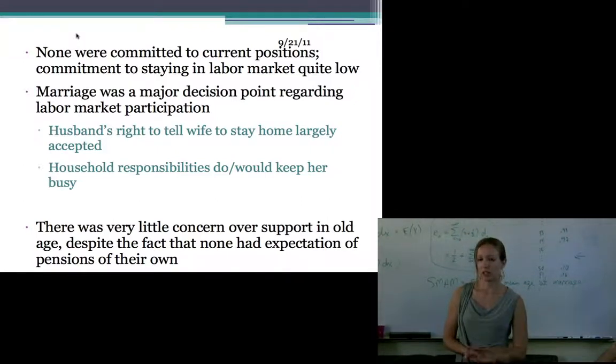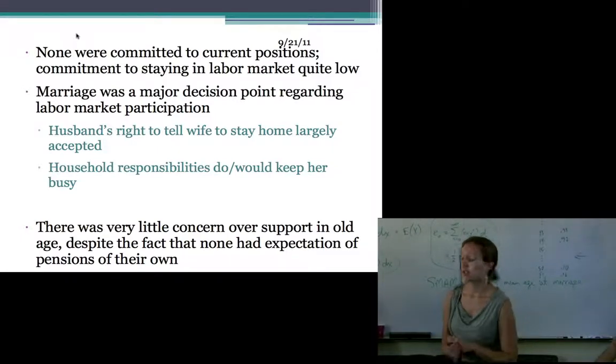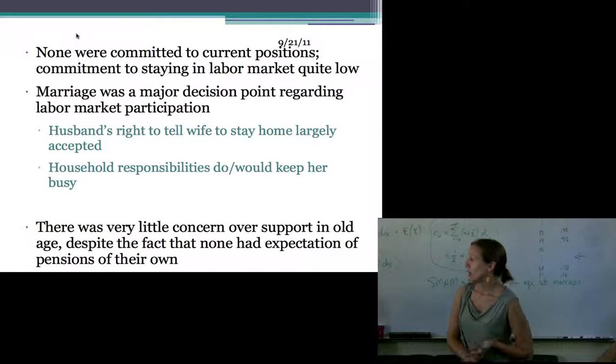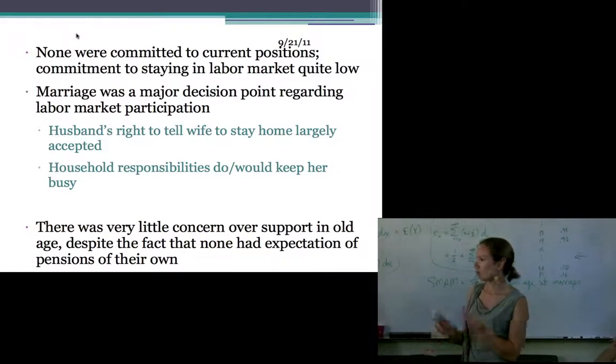At the point of marriage, a number of them stayed home because they wanted to. Some of them stayed home because their husbands told them to. And a lot of them, both the unmarried and the married, had a sort of ambivalent position: if I can find a nice job that's fairly close to home, and I can manage the house, then I'll take it. If not, why bother?